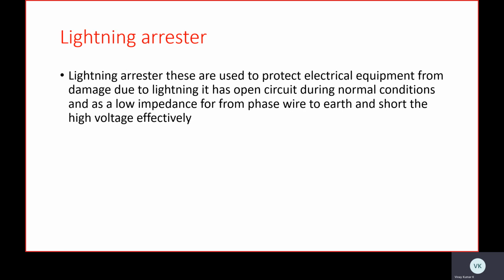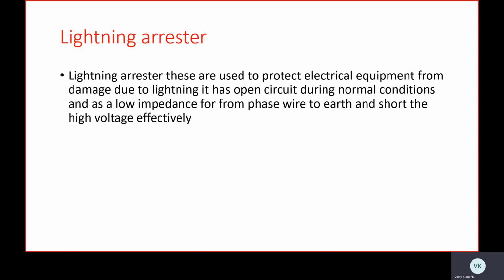The next thing is lightning arresters. So what is meant by these lightning arresters? These are used to protect the electrical equipment from damage due to lightning. Due to atmospheric conditions, a high amount of lightning may occur during rainy seasons. At that time, what happens? In order to protect our equipment from these high voltage lightning strikes, we use lightning arresters at each of our structures. And at the time of lightning, what happens? It automatically opens the circuits.